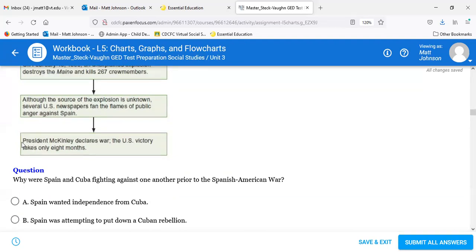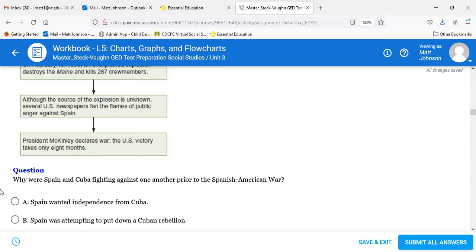And we talked about the Monroe Doctrine before. McKinley would cite that as an idea. Spain's kind of messing around in the Western Hemisphere. On our side of the pond, we're not going to allow that. So that was part of his reasoning to go to war with them.